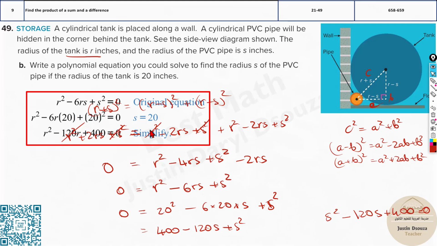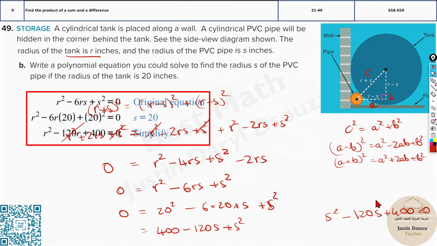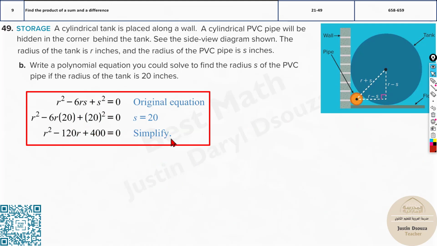Okay, here they have taken it wrong. See, now this is the correct answer, what I've written over here. Is that clear? Now here you can see we have to find radius S. S is not given. The tank radius R is given to be 20, but they have taken S as 20. The answer is almost the same. It's just that instead of S over here, they have written R, which is incorrect. It should be S squared minus 120S plus 400. I hope that is clear.